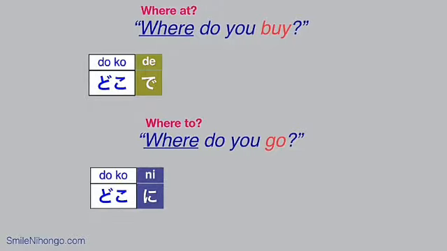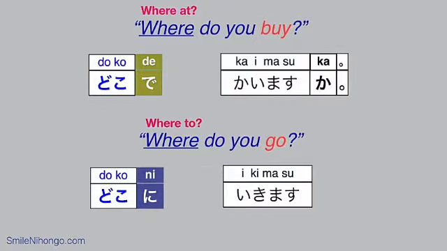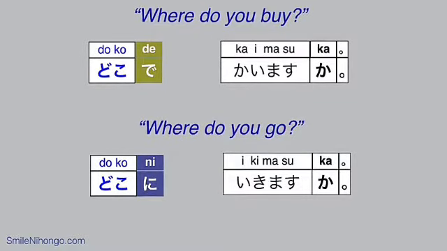And from here, to complete the question, you just add the verb. For the first one, you say buy in Japanese, which is 買います. And don't forget to add the question particle か. For the second one, you say go, which is 行きます, with the か at the end. That's it. Now they are complete. Where do you buy in Japanese is どこで買いますか? And where do you go is どこに行きますか?